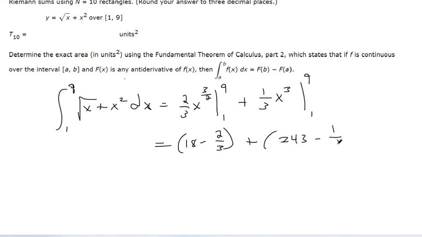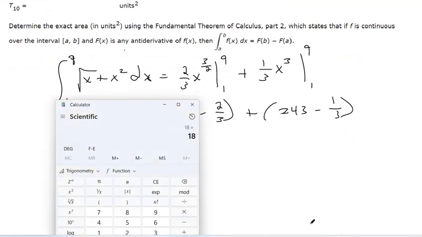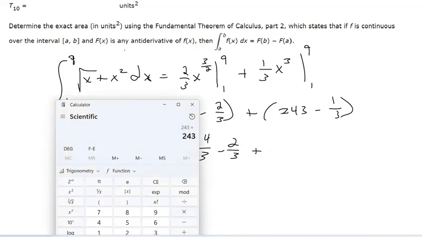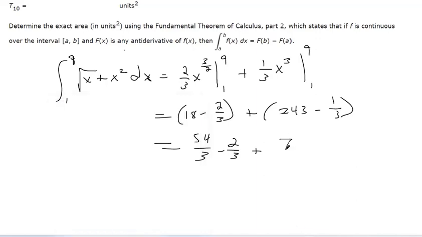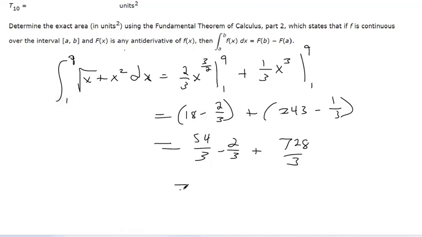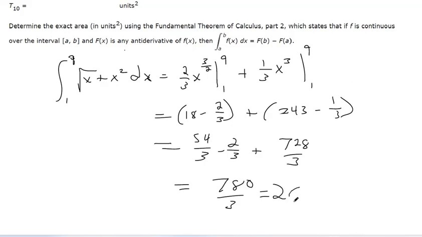Okay. So WebAssign wants an exact answer, so let's give it in fraction form. So over here I've got 54 over 3 subtracted by 2/3. Over here I've got 729 subtracted by 1/3. That's 728 over 3. This is 52 over 3. So we add those together because the denominators are the same. So I get 780 over 3, which I think can be reduced. Yeah, so I got 260 for an exact answer.